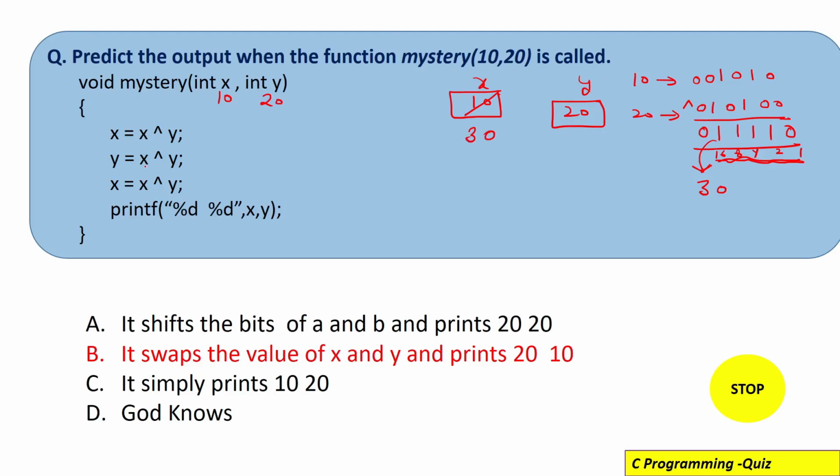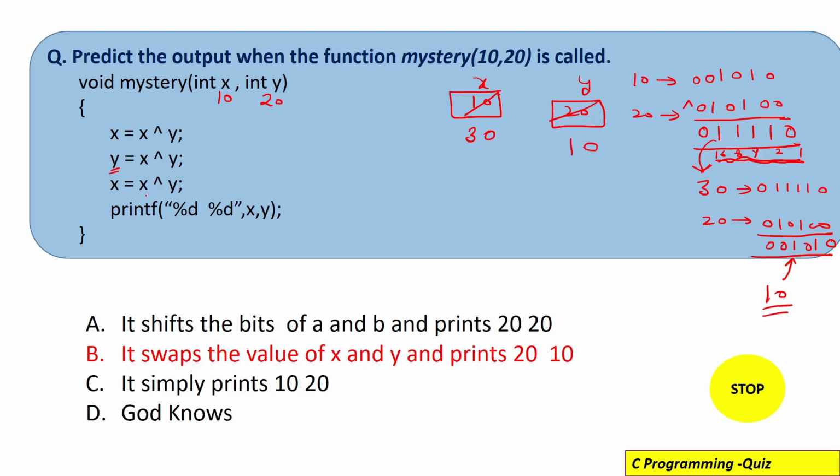Now again we are applying the XOR operator on x and y. Now x is 30 and y is the same 20. Let's convert this 30, so it will be 0, then four ones and 0. If I apply the XOR operator again, I will get this. This is actually 10 in decimal. So 10 is getting saved inside y, so y is now storing 10.